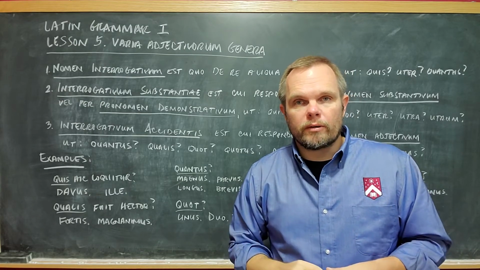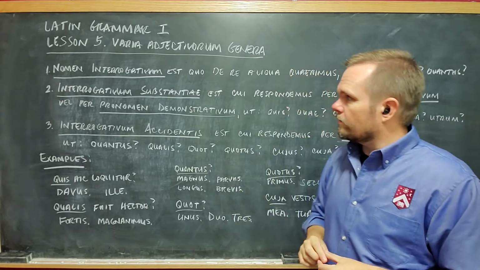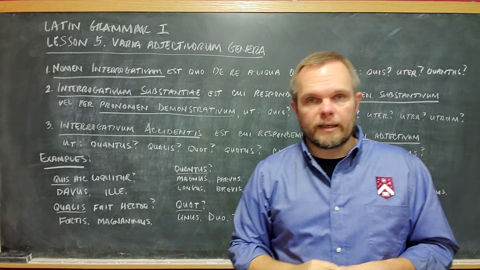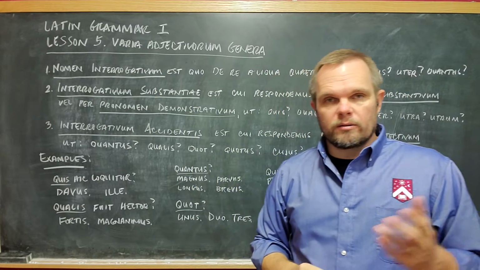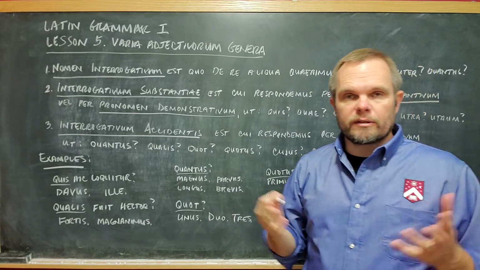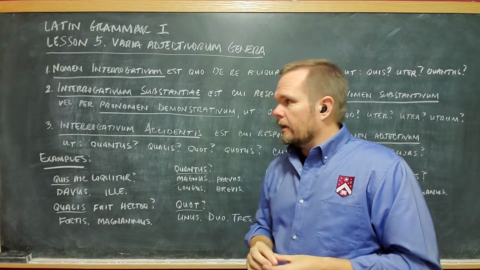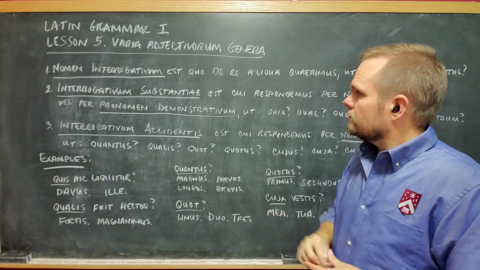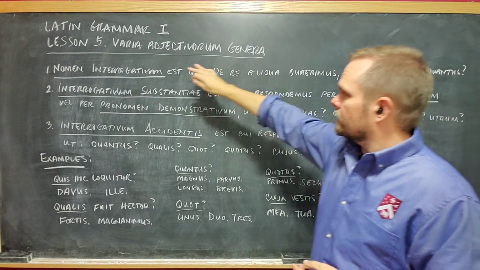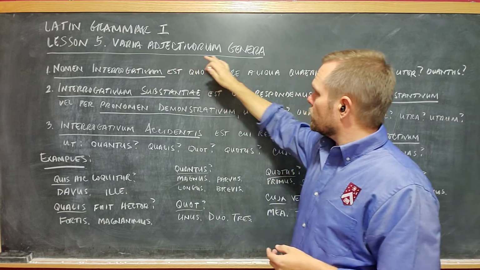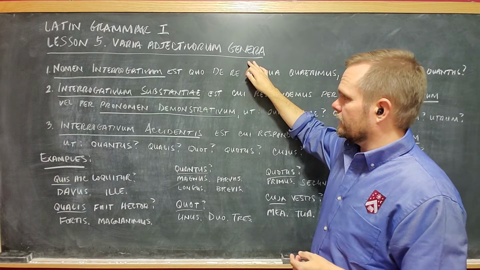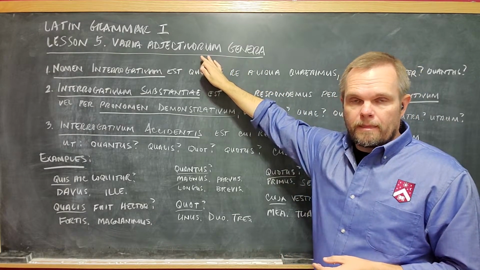In this video, we're going to begin the study of Lesson 5 in the Classical Liberal Arts Academy's Latin Grammar 1 course. In our last lesson, we studied different kinds of nouns, and in this lesson, we really continue that study. But as you can see, the title reads Varia Adjectivorum Genera, which means various kinds of adjectives.